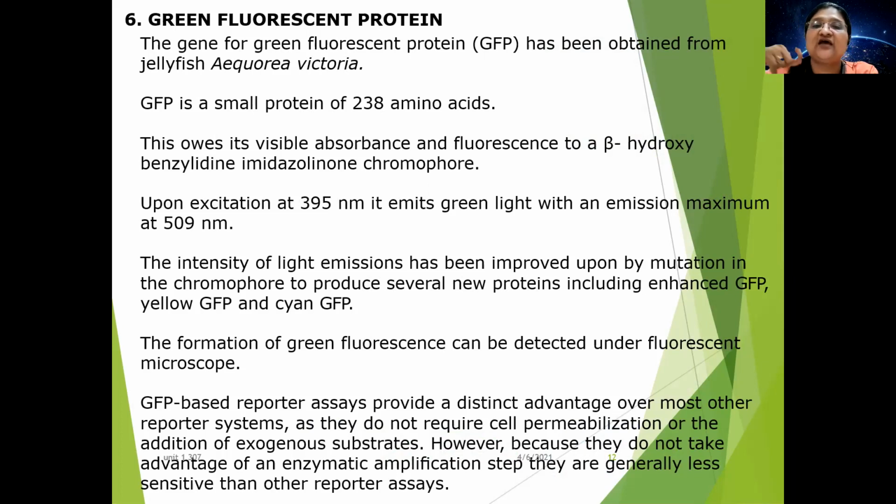It emits light around 395 to 590 nm at different wavelengths. This intensity of light emission has been improved upon by mutations of the chromophore. The chromophore, the compound responsible for light emission, has been easily modified and its intensity increased to produce several new proteins, including enhanced green fluorescent protein and cyan fluorescent protein.